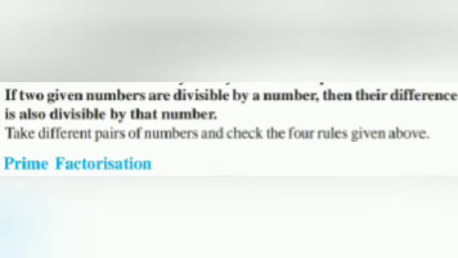If given two numbers are divisible by a number, then their sum is also divisible by that number. दोनों नंबर के सम मीन्स एडिशन भी डिविजिबल बाय दैट नंबर. If two given numbers are divisible by a number, then their difference is also divisible by that number. पहले टेस्ट में क्या देखा, दोनों के addition also divisible by that number. Here their difference is also divisible by that number.